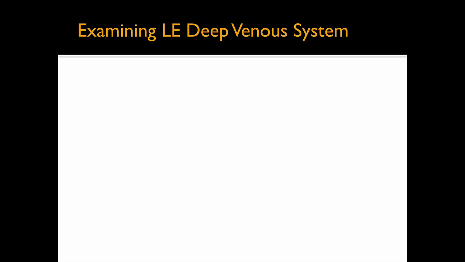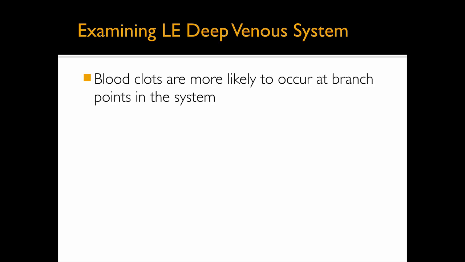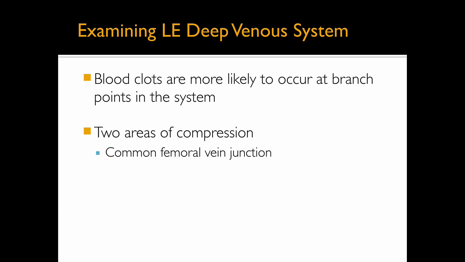When examining the proximal deep veins of the lower extremity, we focus in the emergency department on the branch points in the deep venous system. This is because increased turbulent flow occurs at branch points. This turbulent flow can damage vessel walls and predisposes branch points to clot formation over other areas of the deep venous system. In order to adequately examine the lower extremity deep veins, according to ASAP guidelines, it is essential to perform limited compression of the deep venous system in two areas, at the junction of the common femoral vein and the greater saphenous vein, and in the popliteal fossa.